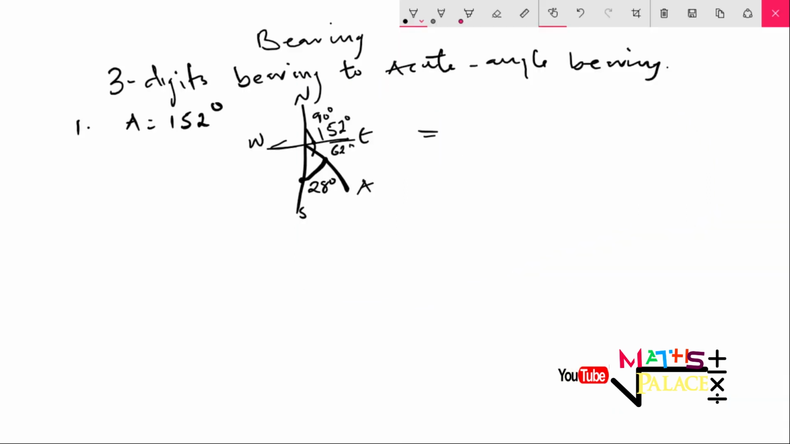So moving from the south towards the east now, what we have is 28 degrees, and that will be our acute angle bearing. South 28 degrees east. That's our acute angle bearing. So 152 degrees is the same as south 28 degrees east.